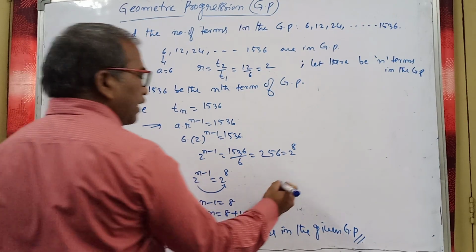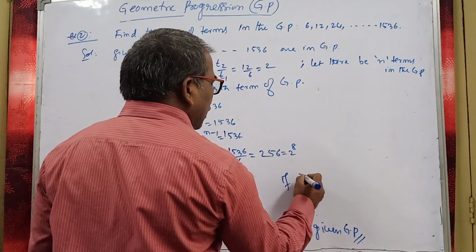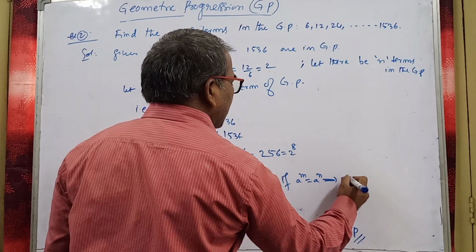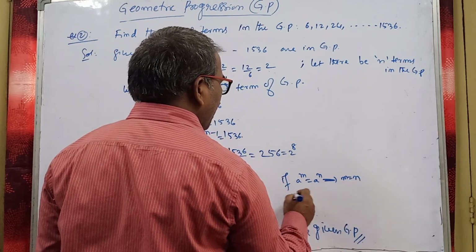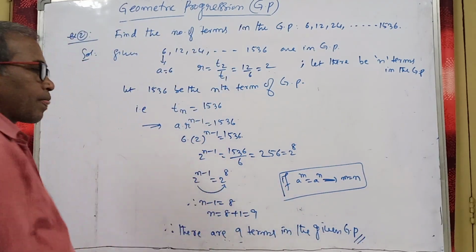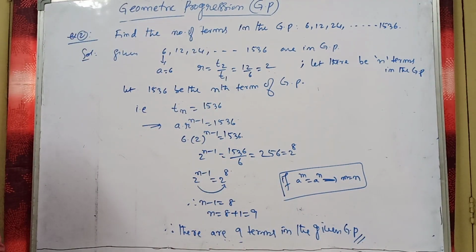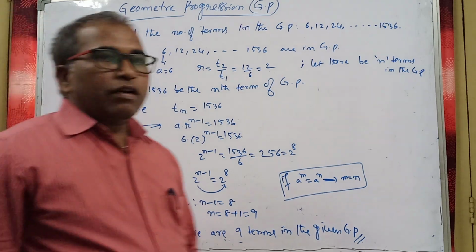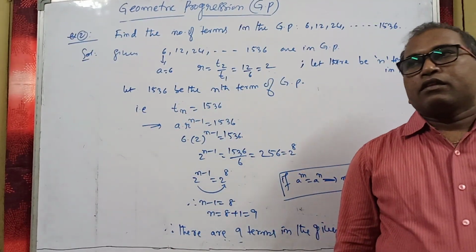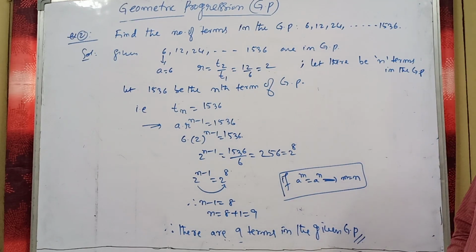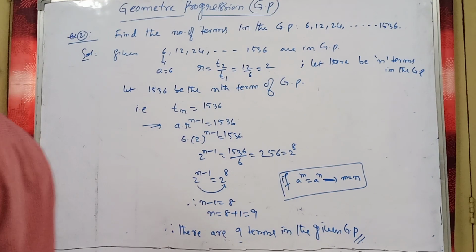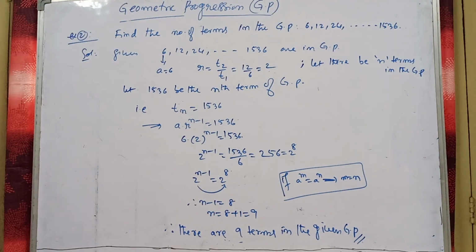So here what have I applied? If a power m is equal to a power n, then m is equal to n. This formula I applied here. Okay, copy this. We have to understand the question, what are they asking exactly. That one you would get after practicing so many problems only. Copy this, I will give 1 minute.